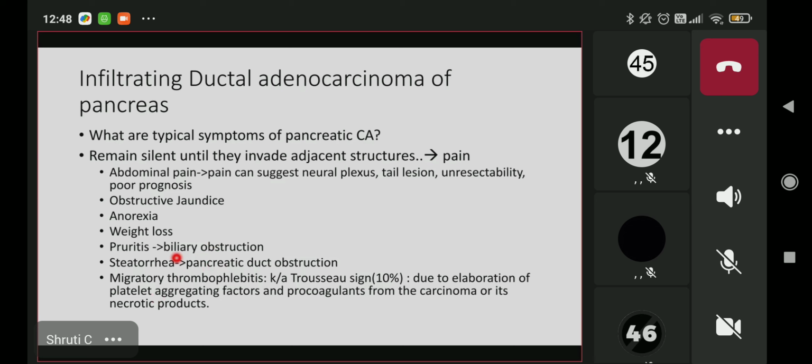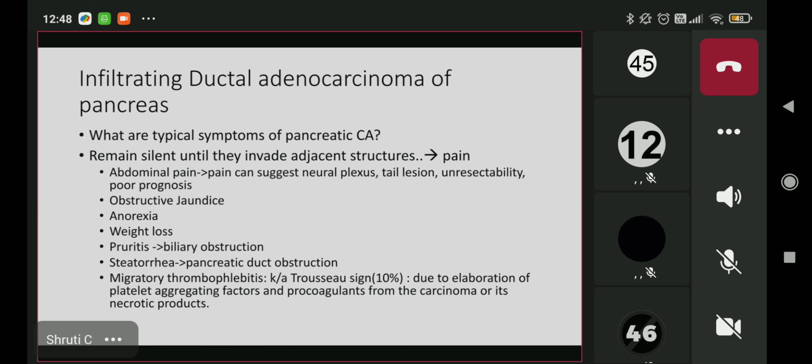One more term is quite specific, the migratory thrombophlebitis, also known as Trousseau sign. It is quite characteristic of pancreatic carcinoma. There is elaboration of platelet aggregating factors and procoagulants due to the necrotic products, because there is a lot of fat necrosis and necrosis also. It is a very high grade tumor. So there is elaboration of procoagulants and therefore it predisposes to thrombophlebitis. And this is known as Trousseau sign.